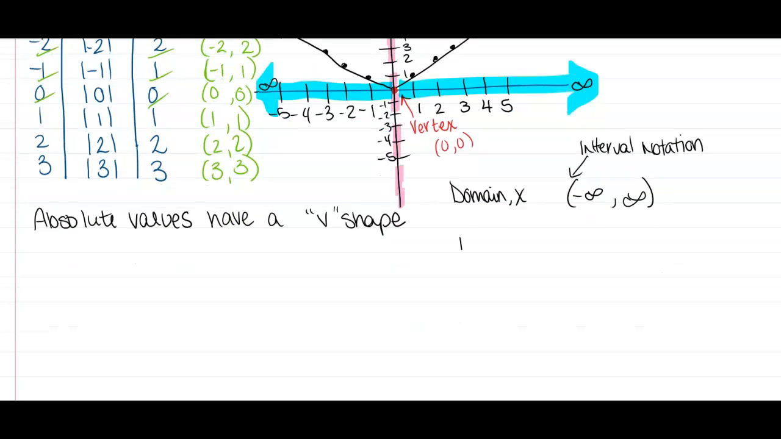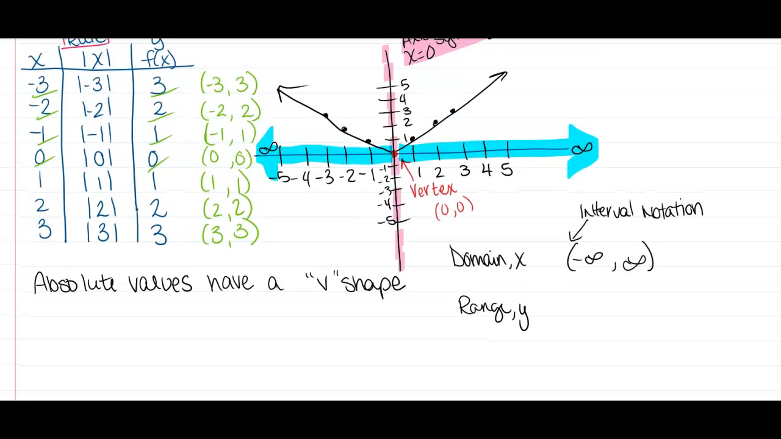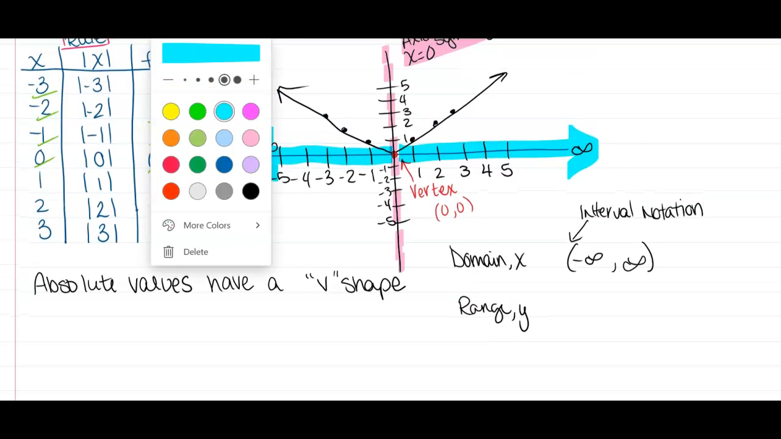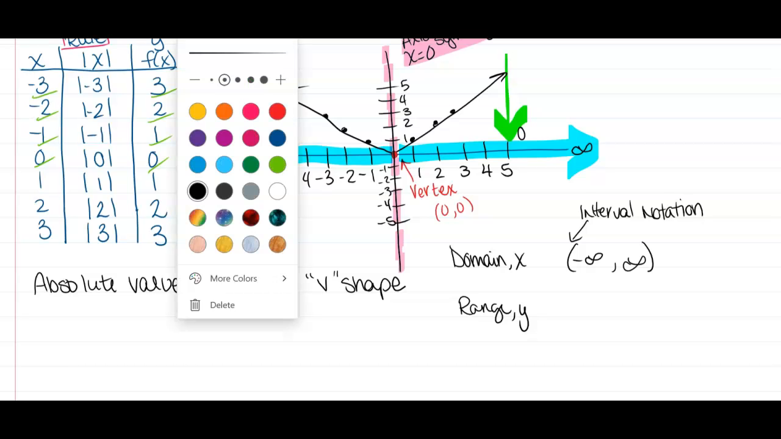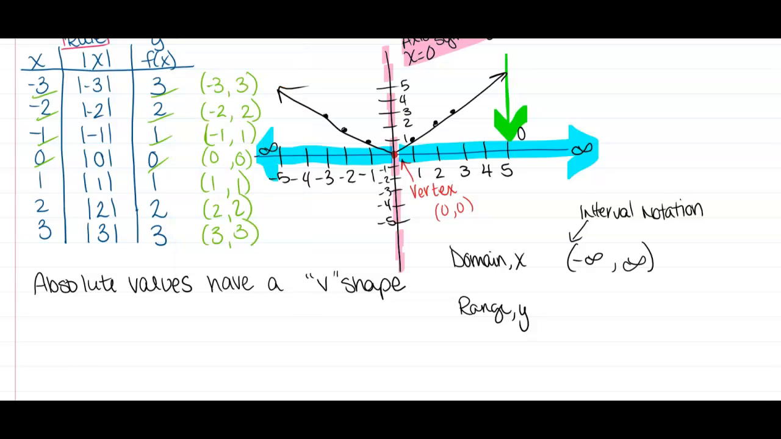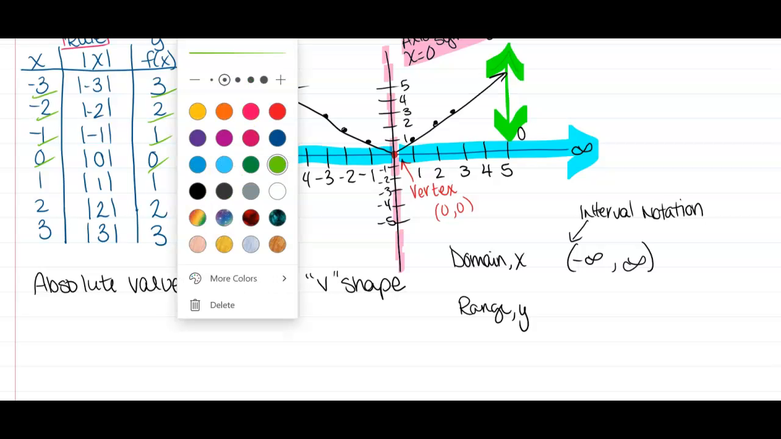So now let's look at the range. Range is my y values, so we're going to look at the lowest point. If we look for our lowest point on this graph, it is 0. And the highest point on this graph, there is no highest point because it goes to positive infinity.